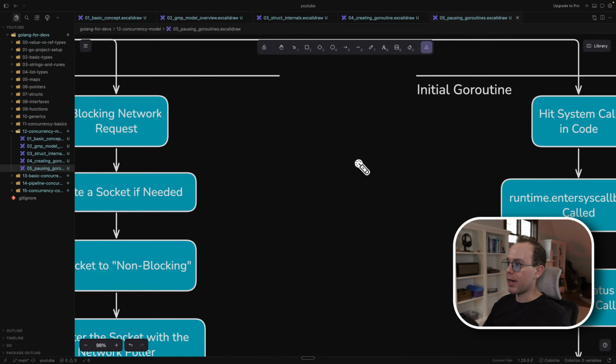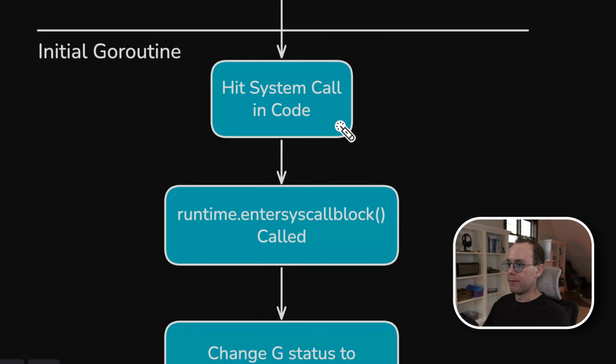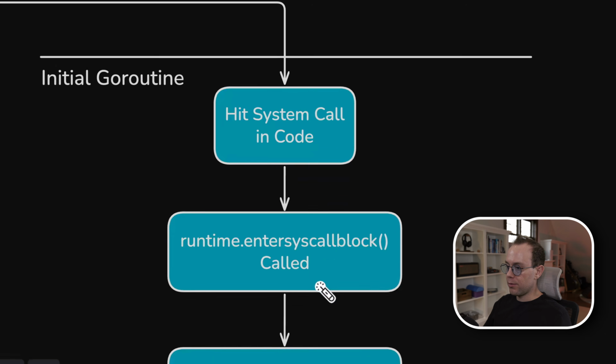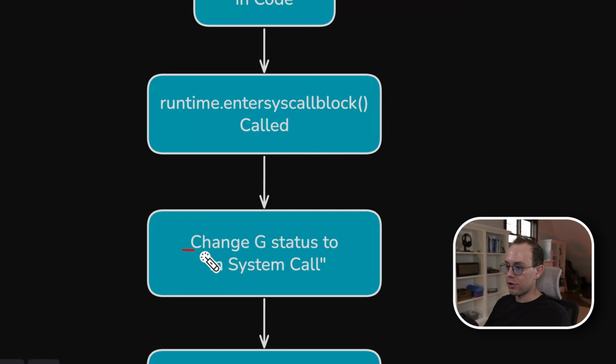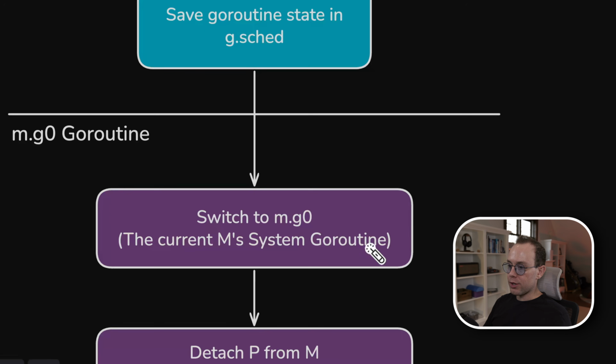Okay, the next flow that blocks a Go routine is a blocking system call. And this one works out very differently from the last two. So first we hit the code that we wrote that needs to make a system call. Then Go will call enter sys call block. And then in that function, we're changing the G's status to in a system call. We save the Go routine state in the sched property. And then we switch to the G0 Go routine. And this is where it gets more interesting.